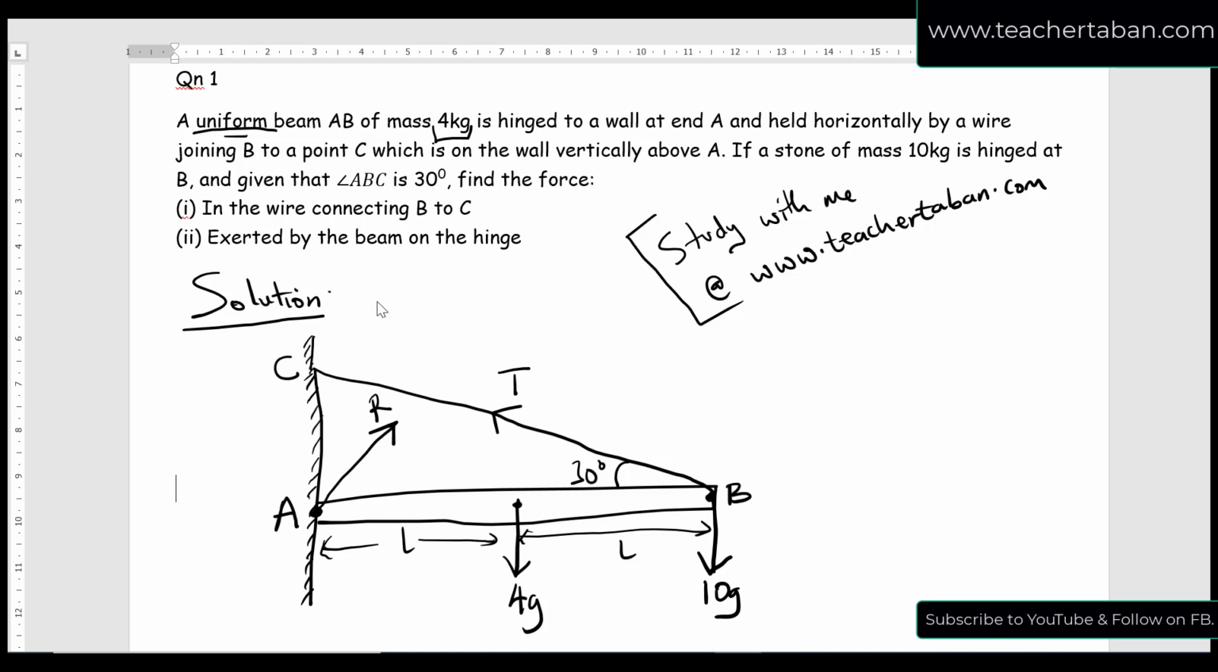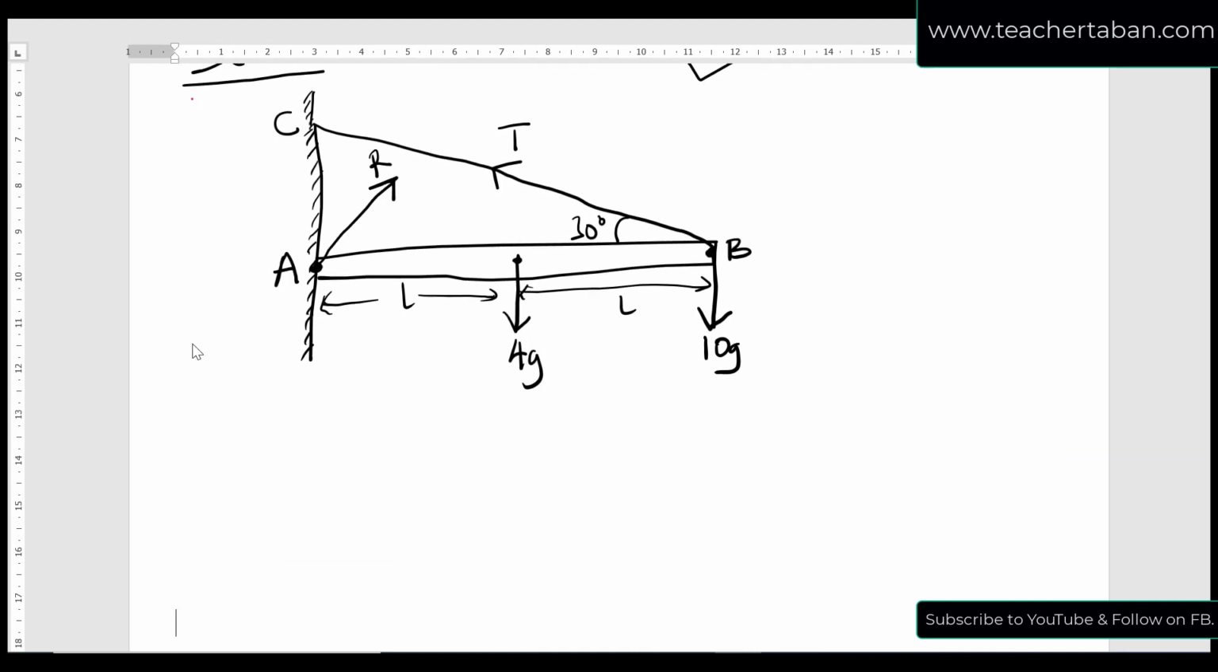Now, after doing this, we said that we followed the rules, the conditions for a body to be in mechanical equilibrium. The first one is that the resultant force is always equal to 0. And then the resultant moment at a point is also always equal to 0. So beginning with the resultant force, let's consider vertical forces first of all.